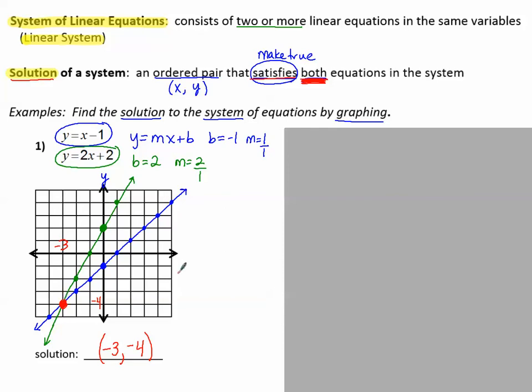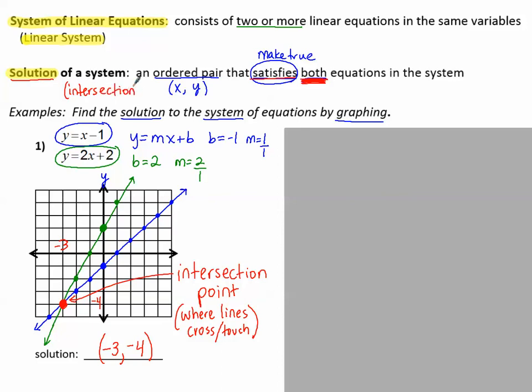This point is also called the intersection point. The intersection of the two lines is where the lines cross or touch, kind of like an intercept. That's the intersection point. The intersection point is the solution of the system. That's the intersection. When we're graphing, that gives us the solution of the system.